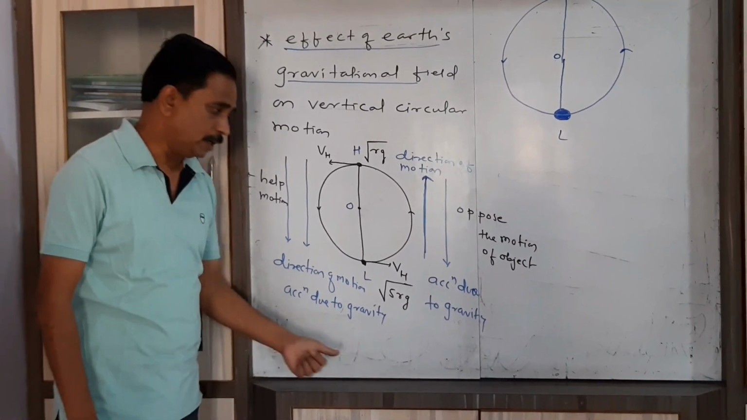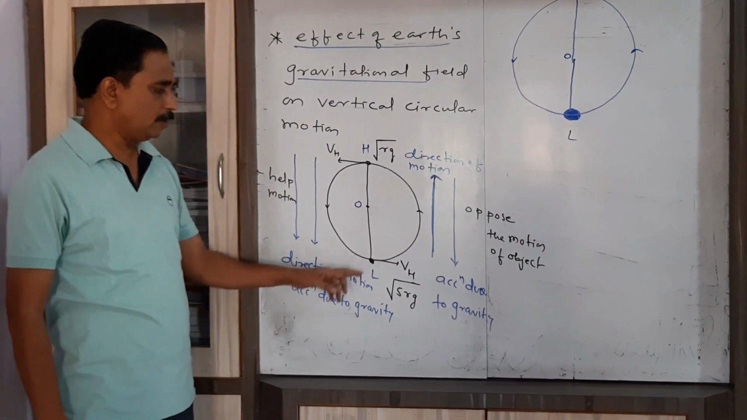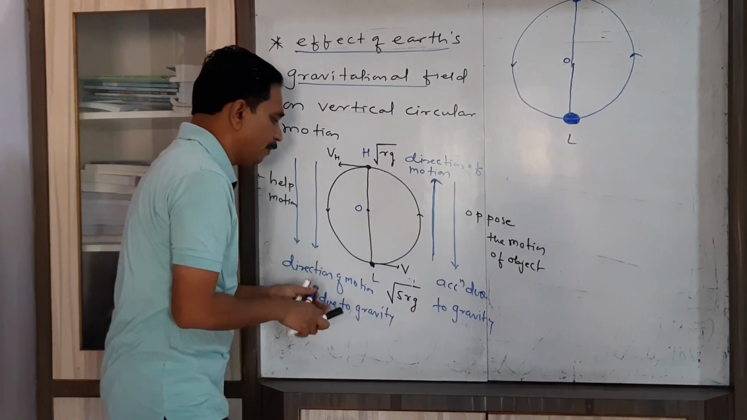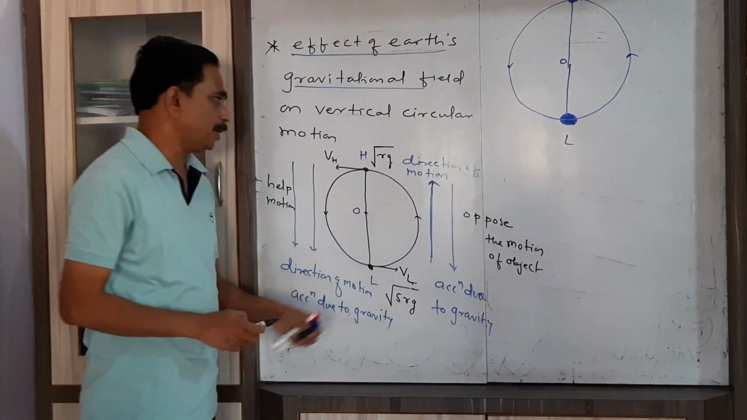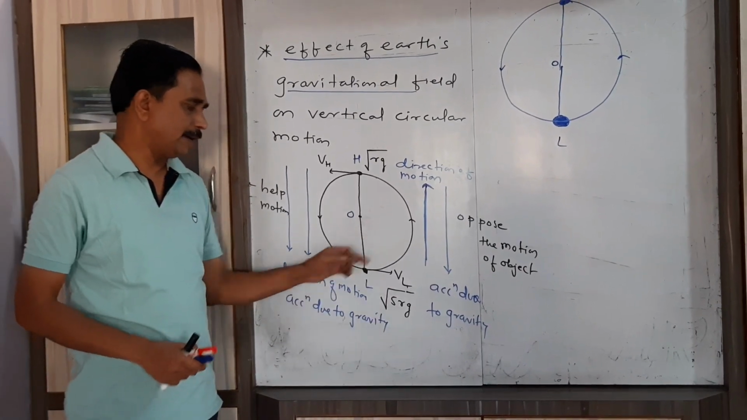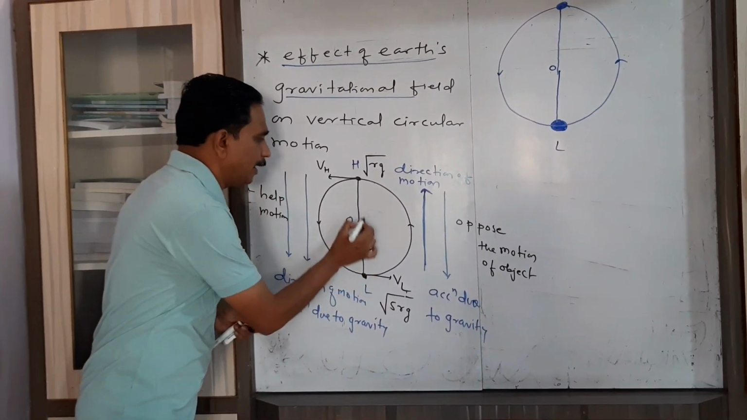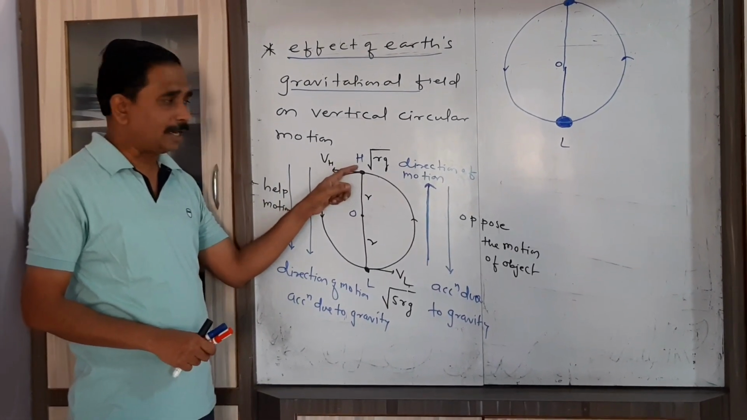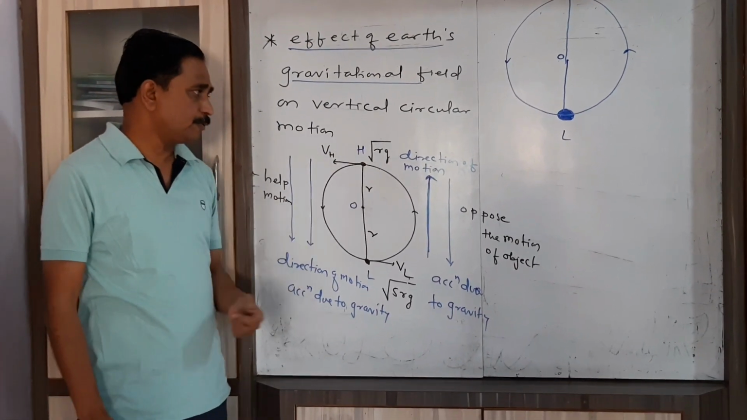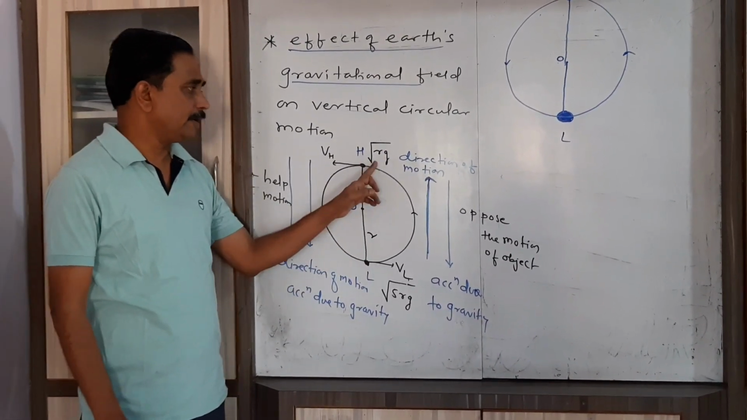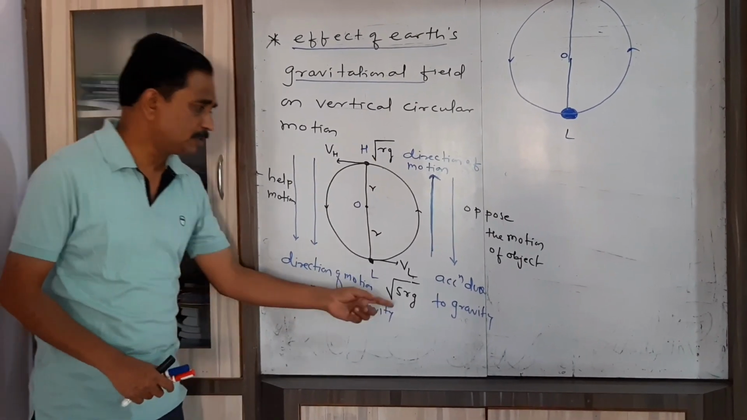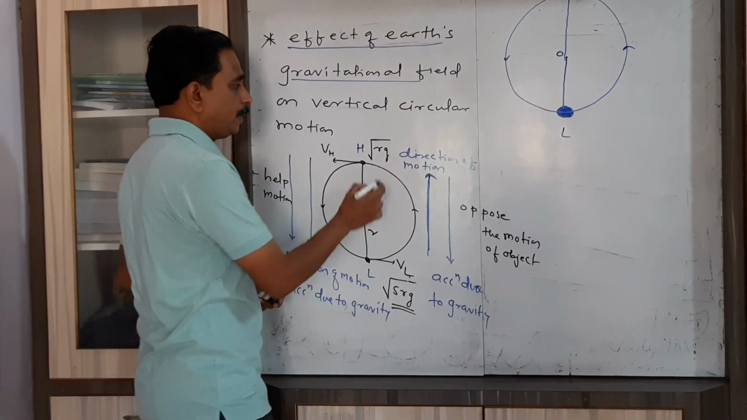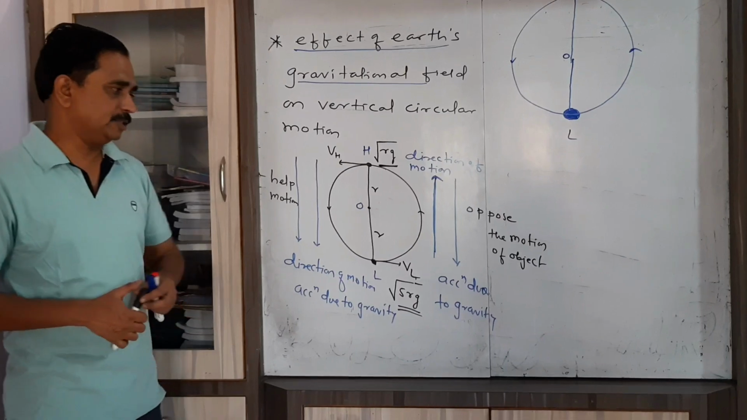Because of which you will clearly observe that when the object is at the lowest position, its velocity is given by under root of 5rg, where r is the radius of that circular path and g is acceleration due to gravity. And when it reaches the highest position, we have under root of rg. It means speed increases or decreases? Decreases. It changes from under root of 5rg to under root of rg.